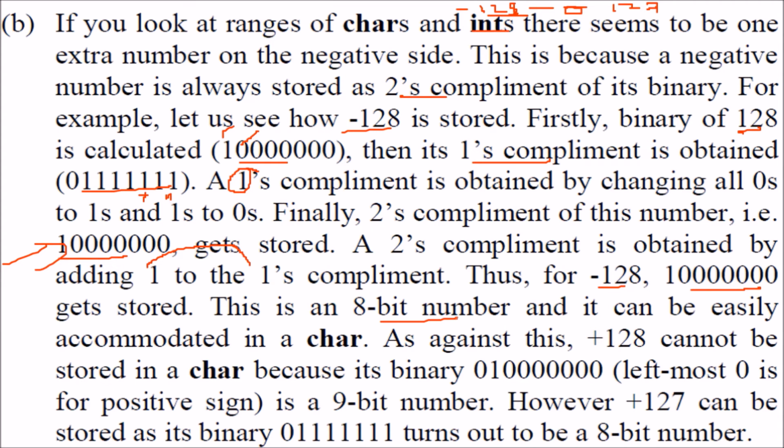This is an 8-bit number, and it can be easily accommodated in a character because a character is 8 bits. But plus 128 cannot be stored in a character, because the binary equivalent of 127 will be these 8 values, and then this is plus, so you have 0 here. The leftmost 0 is a positive sign. So this becomes a 9-bit number. Therefore, plus 127 can be stored, because this is plus and 127 is simply like this. This can be stored in binary, and this turns out to be an 8-bit number.